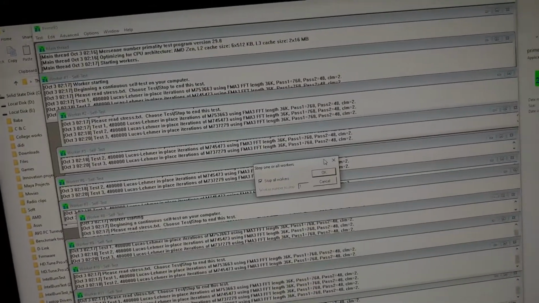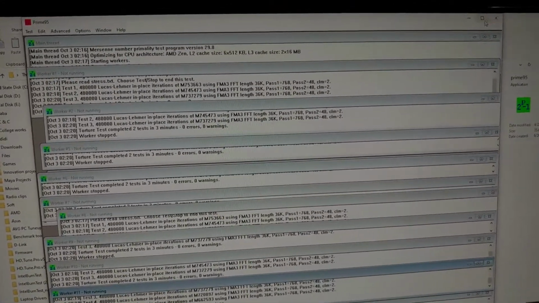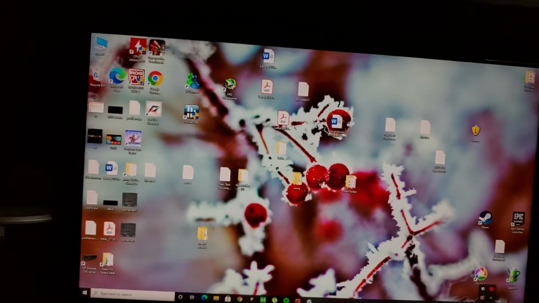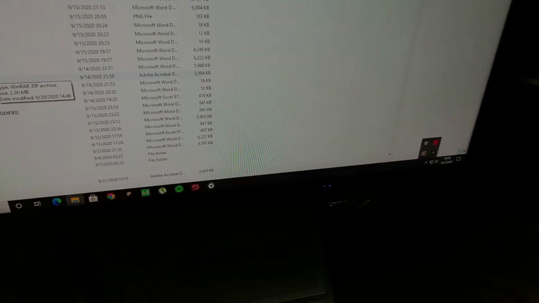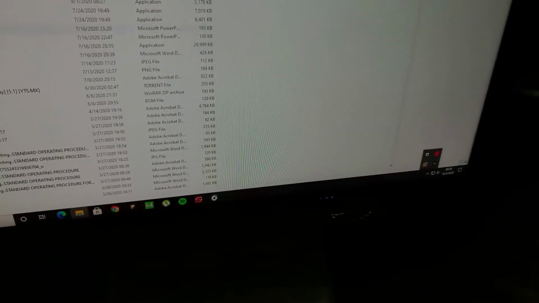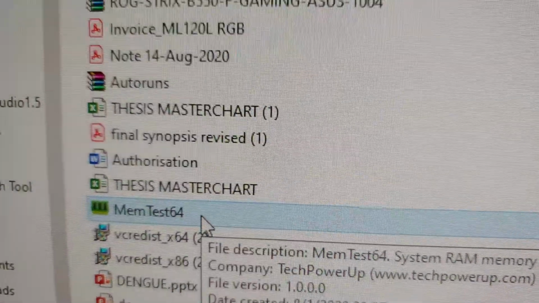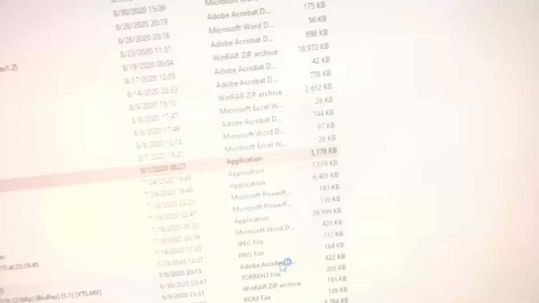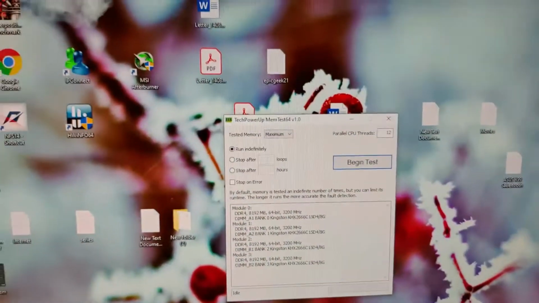There's another software available which is called MemTest64. Just let me show you. This is the software I'm talking about, and it is a very simple software. Sorry, you need to run it as administrator. Sorry, my camera went out of focus. Yes, you need to run it as administrator. You can download it by doing a basic Google search.